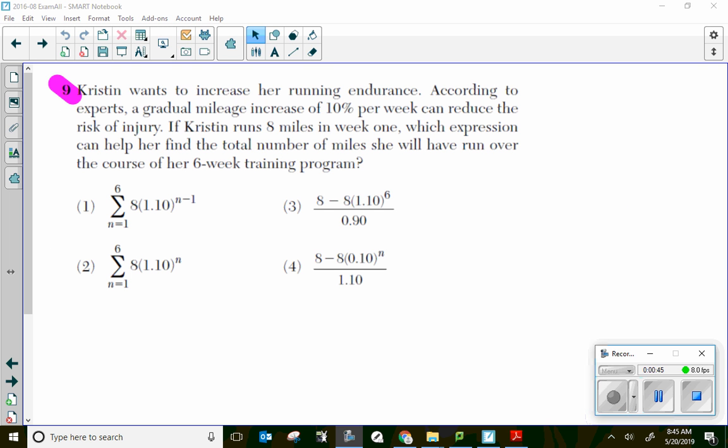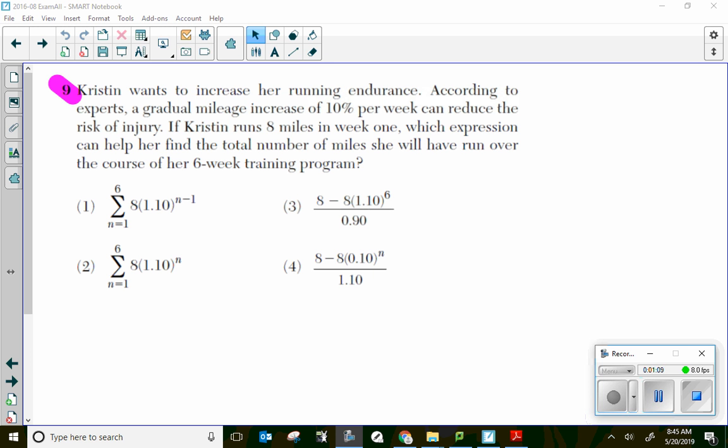Let's jump right in. Number 9 states, Kristen wants to increase her running endurance. According to experts, a gradual mileage increase of 10% per week can reduce the risk of injury. If Kristen runs 8 miles in week 1, which expression can help her find the total number of miles she will have run over the course of her 8-week training program?